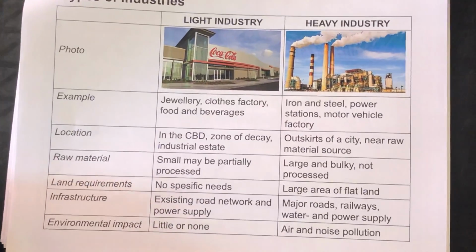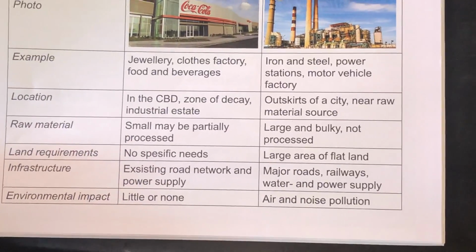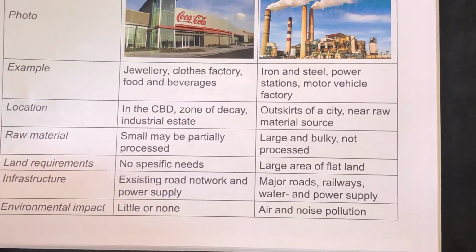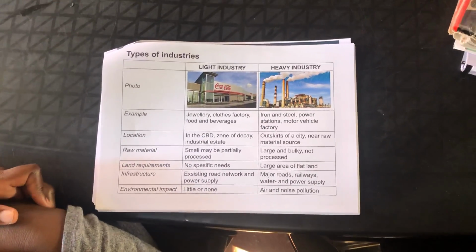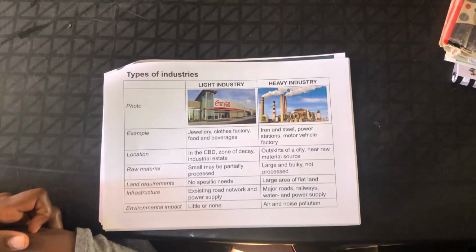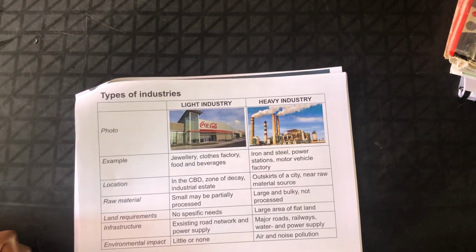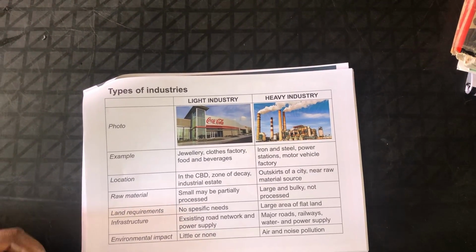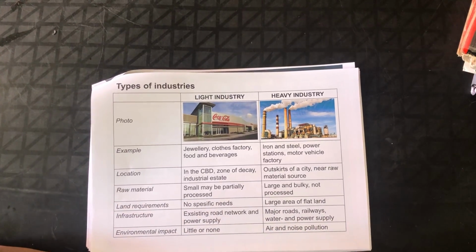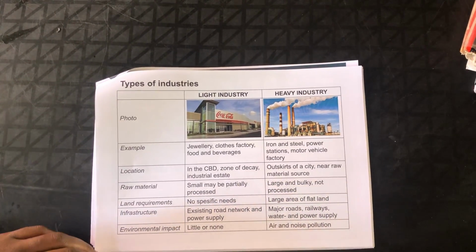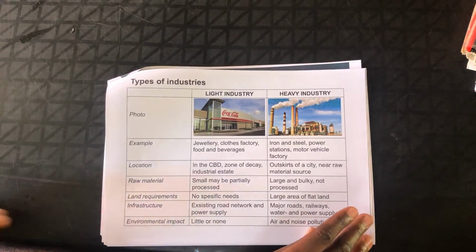So because of that, in terms of location, they are located very far. They are located on the outskirts of the city. And examples of those, we're looking at the iron and steel, power stations and the motor vehicle factories. Raw materials, they use large and bulky raw materials, and they do cover a large piece of land. They require a large piece of land. They are also located close to roads for transportation purposes, but they do produce a lot of air pollution and also a lot of noise pollution.